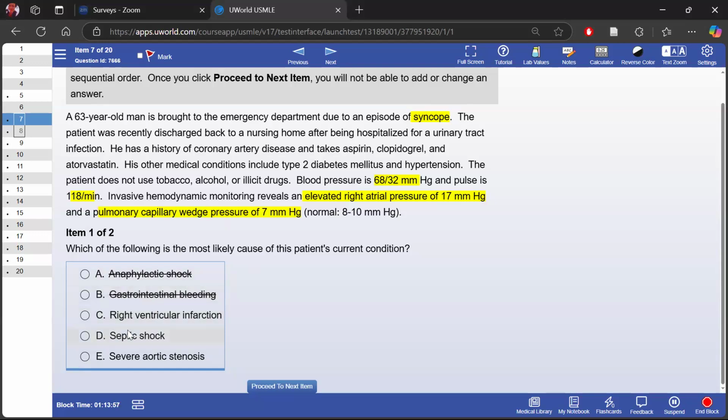I'm going to keep that. Septic shock, there's also going to be low pressure on the right side of the heart because of peripheral vasodilation. And then aortic stenosis is a left-sided pathology, but we know that the left side is fine because PCWP is not elevated. So that leaves us by default with C, right ventricular infarction, leading to right heart failure, most likely. So C will be the best.